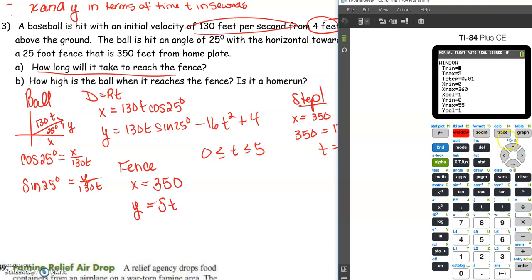Let's take a look at the equations. Notice I put the fence in first, and it built the fence, and then the path of the ball. So we could look at the graph one more time. Here we go. There's the fence, and here comes the ball, and it was a home run.